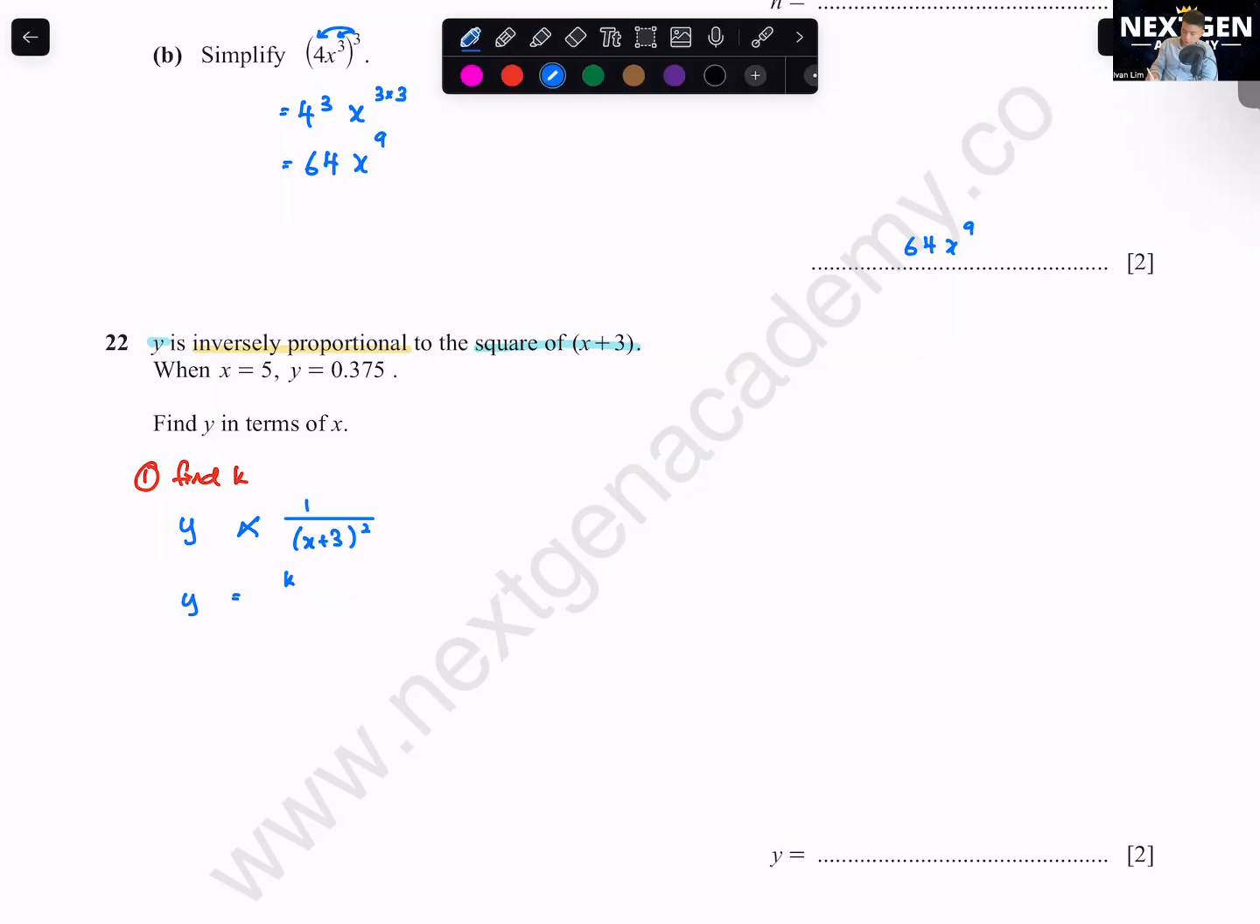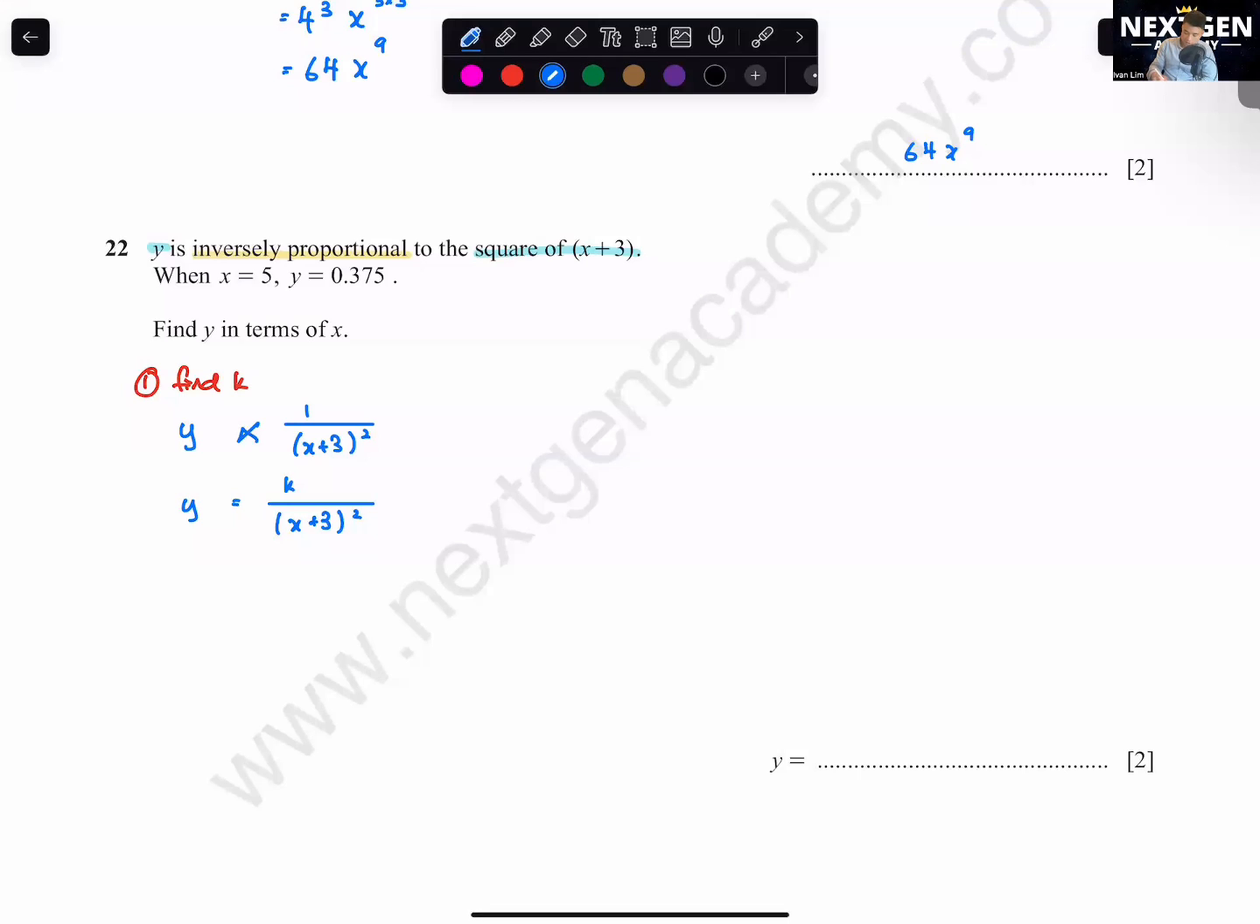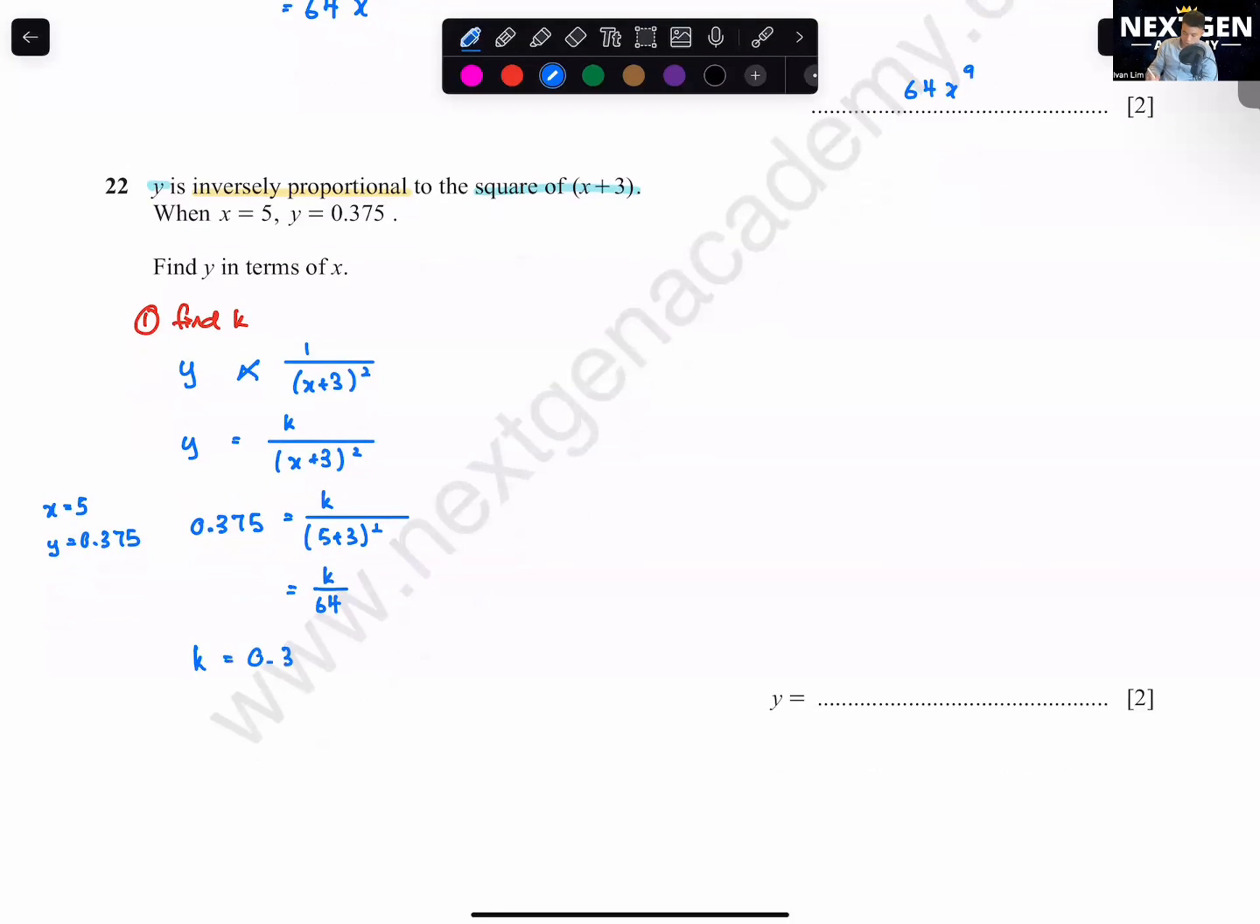Okay, by the way, the first step is actually not necessary. You can straight away just write this also. y equals to k over (x plus 3) squared. Okay, how to find k? You're going to sub in the two values. x equals to 5, y is equals to 0.375. Sub it in. k over (5 plus 3) squared. Okay, (5 plus 3) squared, this is 64. k is 0.375 times 64, which is equals to 24.